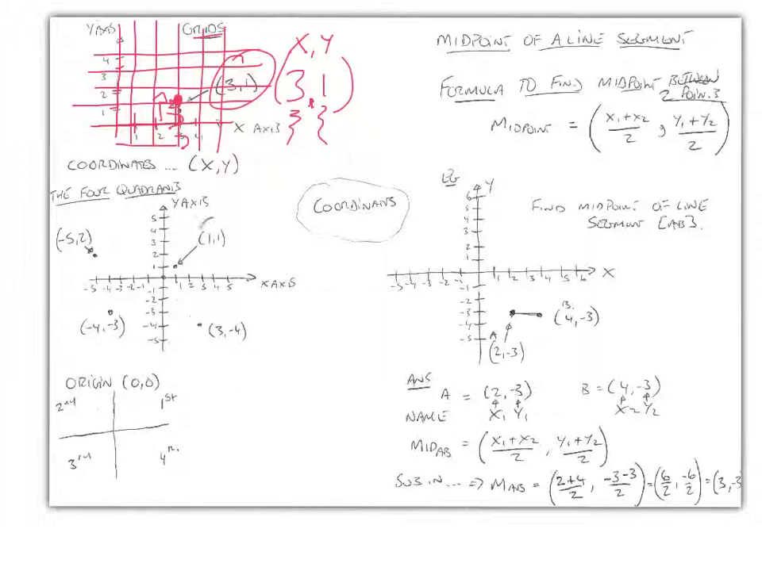We have the point (1, 1), which is 1 on the x, 1 up on the y. We've the point (3, -4), which is 3 out along the x and minus 4 down. We have this point here, which is (-4, -3): minus 4 out on the x and minus 3 down. Or we've (-5, 2): minus 5 on the x and plus 2 up.